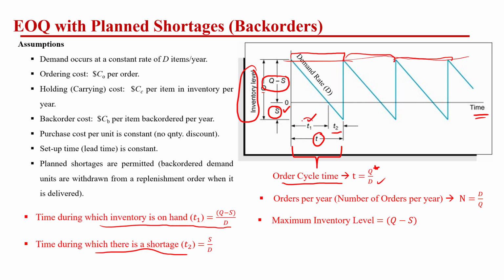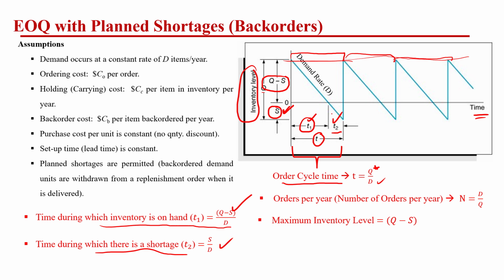Then how can we calculate T1, the time in which we have inventory? The inventory level is Q minus S divided by D, that is the time period in which we have inventory. T2 is the time period in which we have shortages, which is S divided by D.